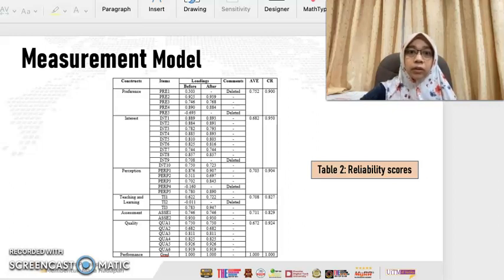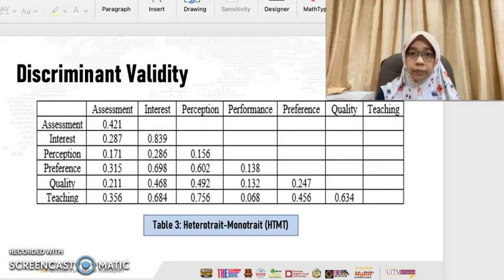With regard to multicollinearity, this study has no issue as the HTMT is below 0.85. As stated by Kline 2011, the HTMT should be below 0.85, and according to Gold et al. 2001, the HTMT value should be less than 0.9. As shown here, the HTMT values are all less than 0.85. So this ensures that the discriminant validity has been ascertained.